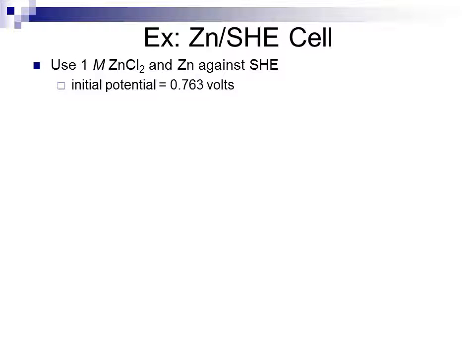Looking at an example of this, if I take 1 molar zinc chloride with a zinc electrode and compare that half cell against the SHE, the initial potential is 0.763 volts. The zinc's mass will decrease as the cell runs, indicating that it is the anode.